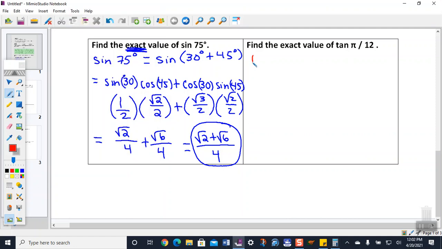So I'm going to take pi over 12 radians and times it by what, kids? 180 over pi. All right, so the pi's will do what? Cancel. And what are we left with degrees-wise? 15. So 180 over 12 would be 15 degrees, right? So we're really trying to find the exact value of the tangent of 15 degrees, okay?